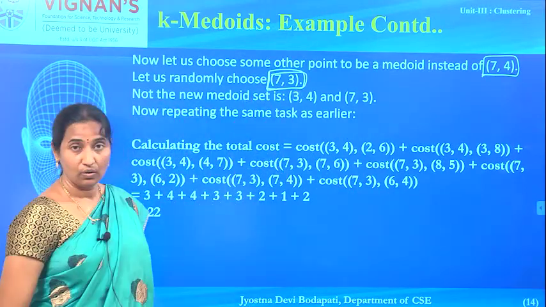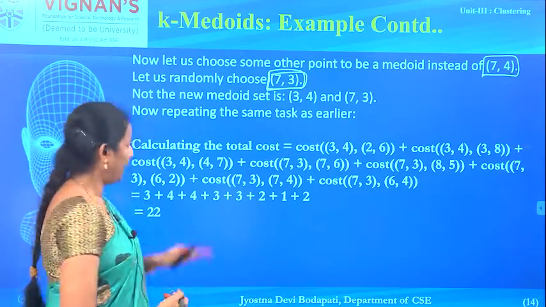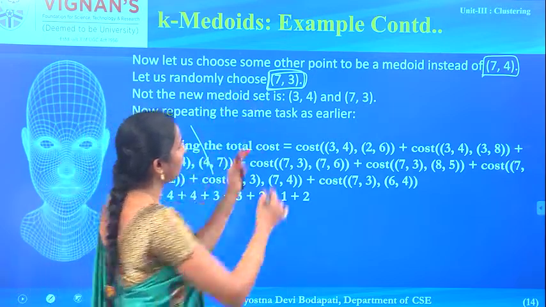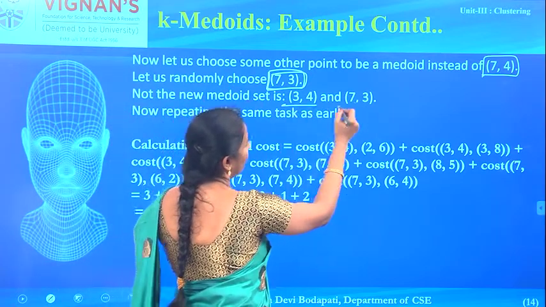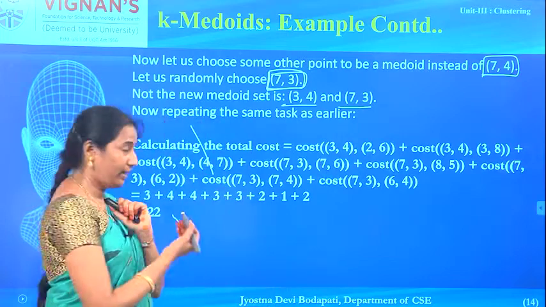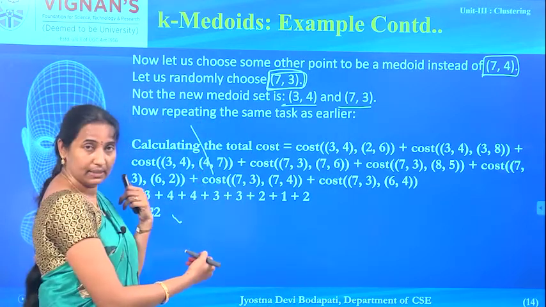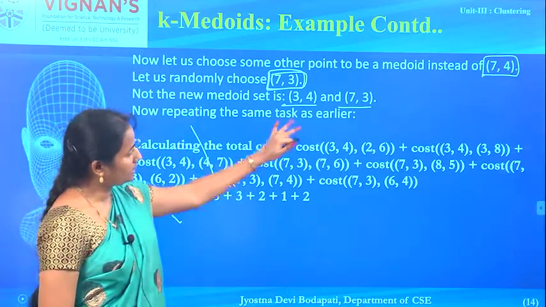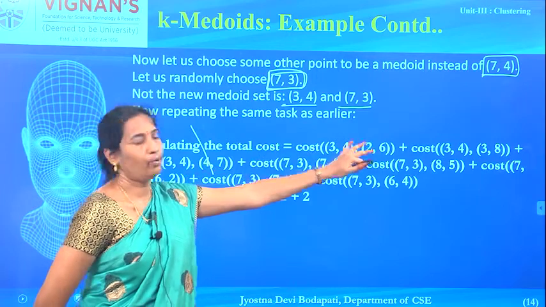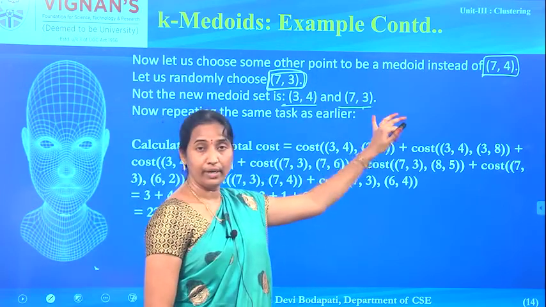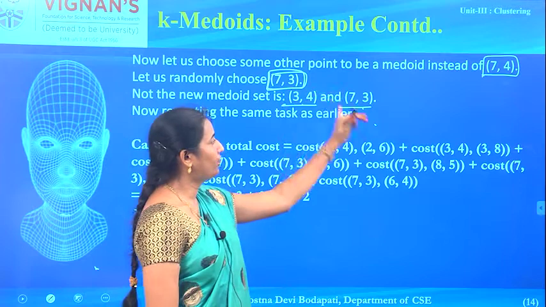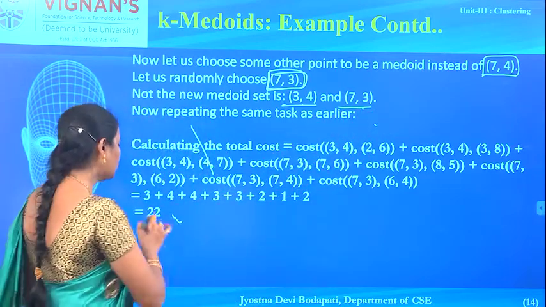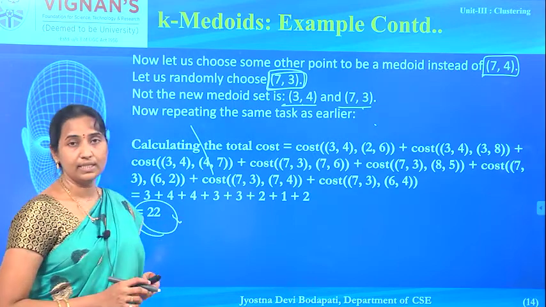And because of that, what is the cost that is incurred? Again, you need to repeat the process, the same way as we did. Now the medoids are 3, 4 and 7, 3. Because of these medoids, what is the cost that is incurred? The process is the same. You identify the distance from every non-medoid point to both the medoids, then assign every object to one of these medoids and then compute the cost. Because of this assignment, the cost incurred is 22.